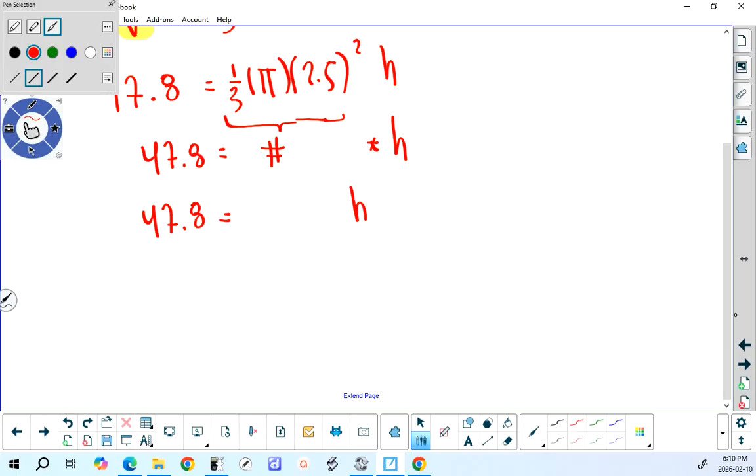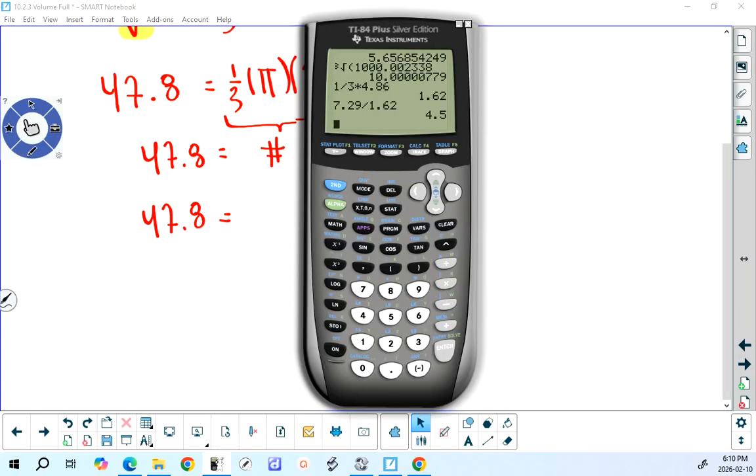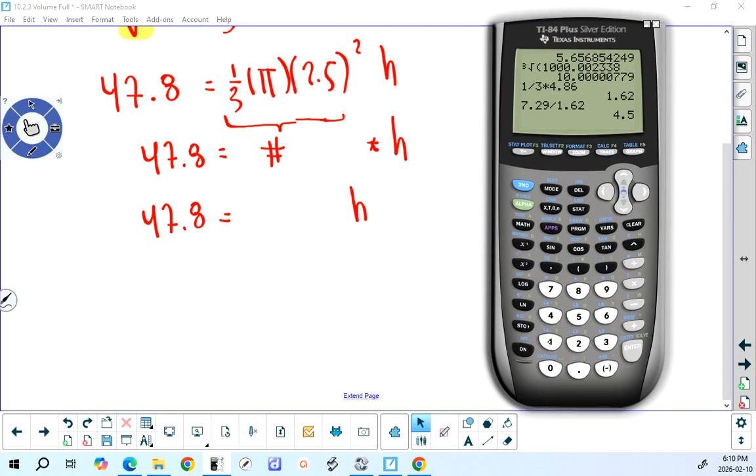Let's see what we get for that number. 1/3, 1 divided by 3 times pi times 2.5 squared. Don't forget your squared. Double check that. 1/3 pi 2.5 squared. 6.54-ish.